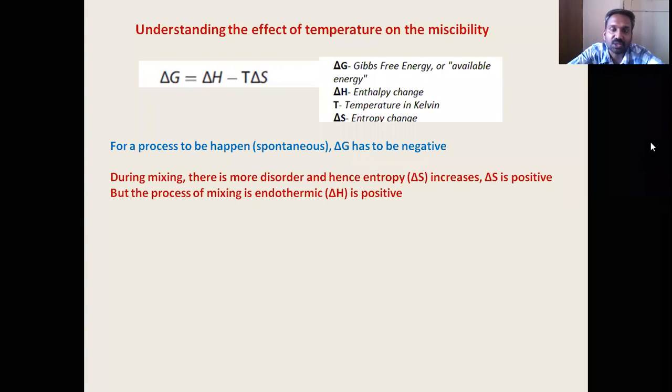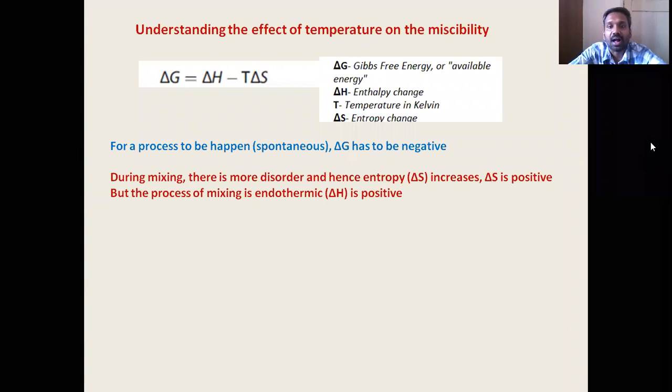Delta H is positive, right? So it is a positive number. Minus T delta S. Delta S is also positive. Temperature is low, so T delta S will be smaller in magnitude. So you are subtracting a smaller number from a bigger number, delta H. So what is the answer? Delta G will be a positive number.